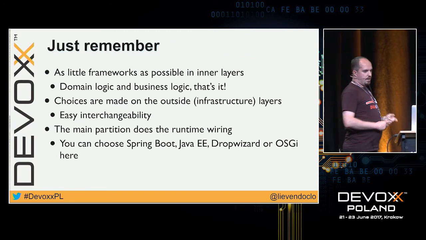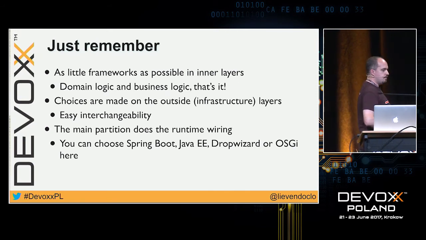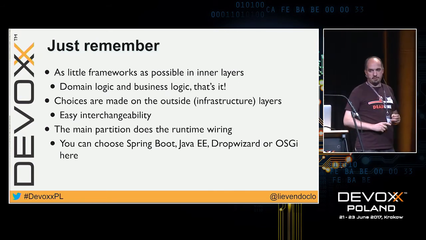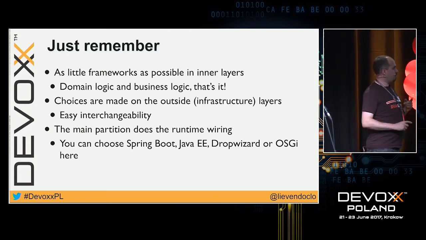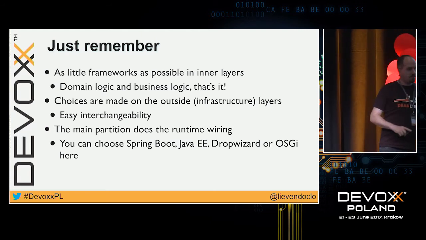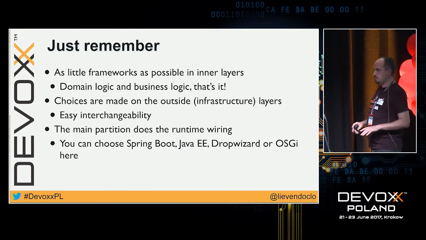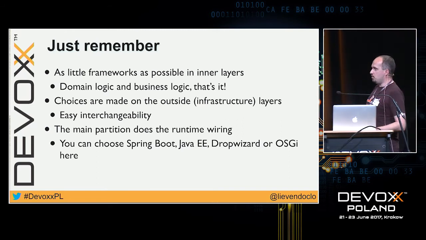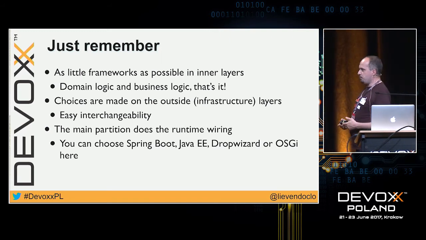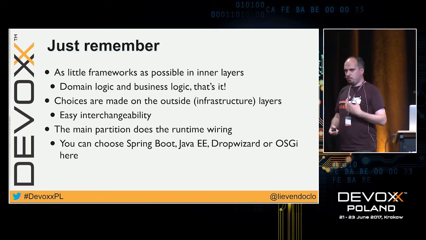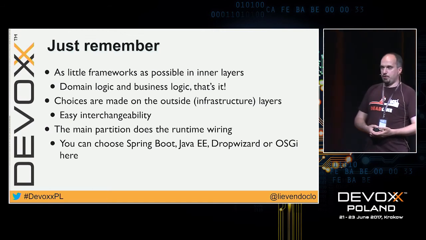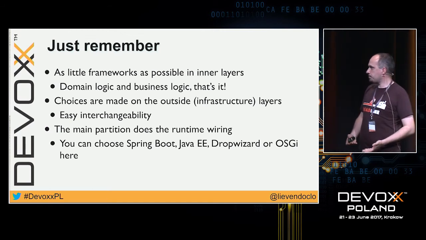So what you have to remember is, like I said, you want to use as few frameworks as possible in your inner layers. You just want to have domain logic and business logic. That's it. You don't want to put Spring logic or other typical framework logic in there, because at that point, you're getting a lock-in to that certain framework. You're married to that framework.